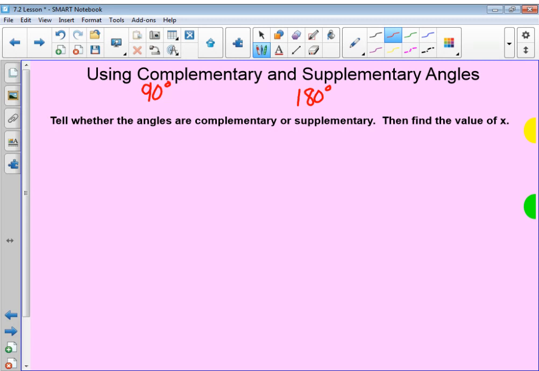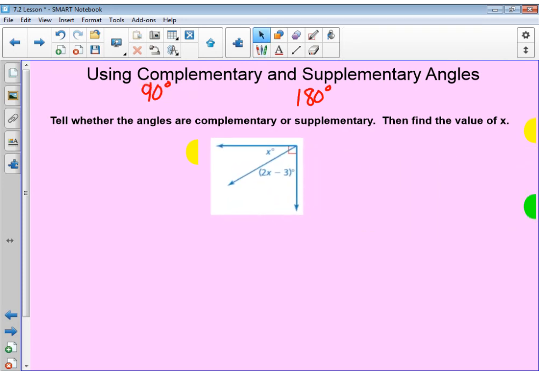So here it says, tell whether the angles are complementary or supplementary, then find the value of X. Okay, so here's our first one. Here's my first visual cue. That right there means 90 degrees. So that means this is complementary.